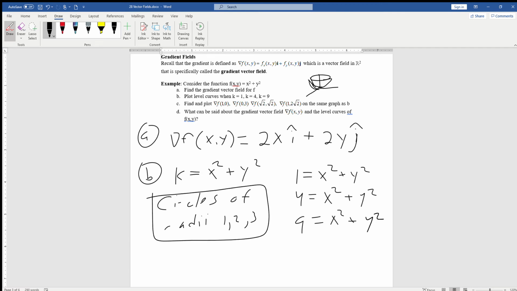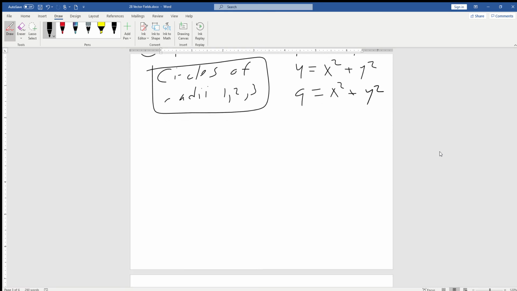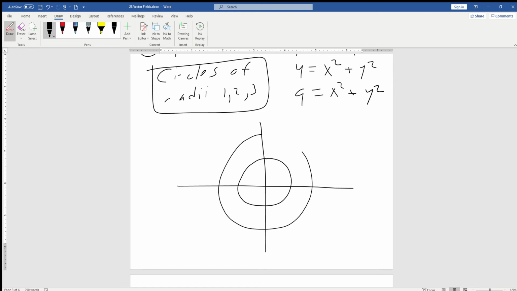If we were to plot those, I'm going to plot those on the next page, right here. That should be enough room, as best as we can. So we're going to have a circle of radius 1, a circle of radius 2, and then finally a circle of radius 3. I'm not going to label these, but we will see in a little bit what they mean with respect to the gradient vector.